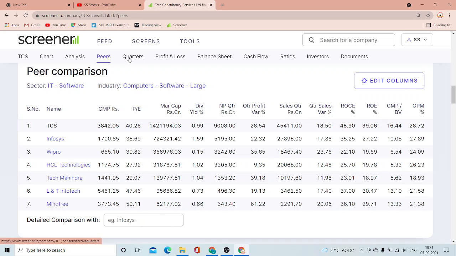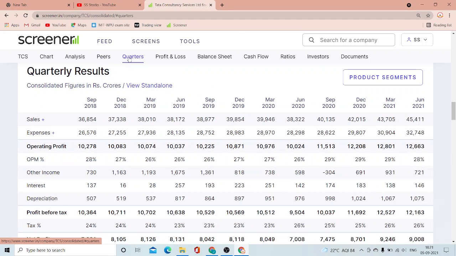Okay. Next part is quarters. What is quarterly results? So here you will get quarterly results for each quarter, like it starts from 2018, 19, 20, 21. Here you can compare June quarter result, June 21 quarter result with June 20 result, June 21 quarter result with March 21 quarter result, and you can better understand financials of the company, how company is performing.